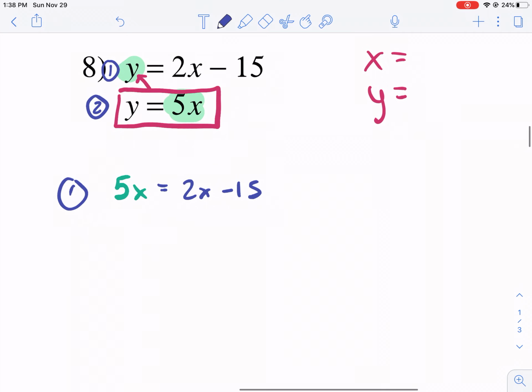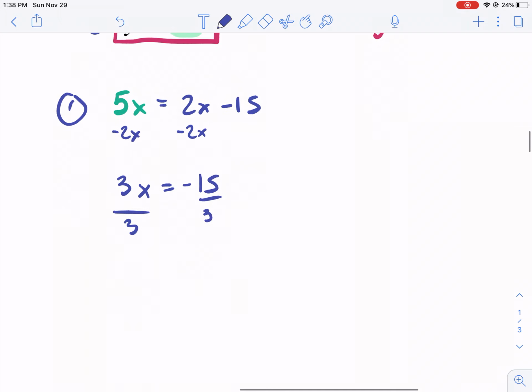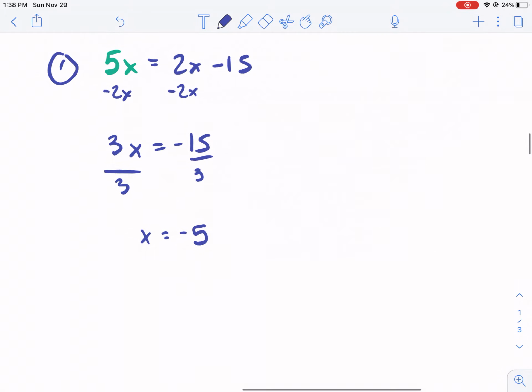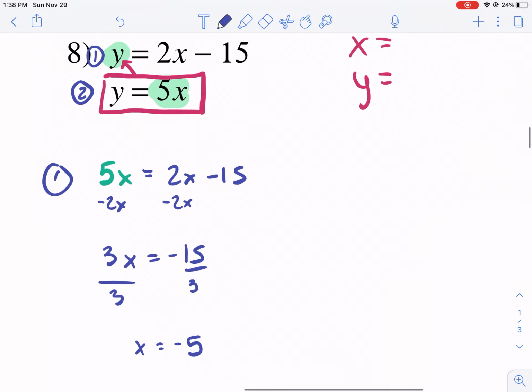Now, what's the deal? Well, I still have a two-step equation, okay? But this time I have x's on both sides. I only have one variable. Our goal is to always get an equation with one variable. So we're going to subtract 2x from both sides, and we're just going to solve for x here. When you have x on both sides, you need to get the x's together first. 3x equals negative 15. I divide by 3 to get the x by itself, and I get x equals negative 5.